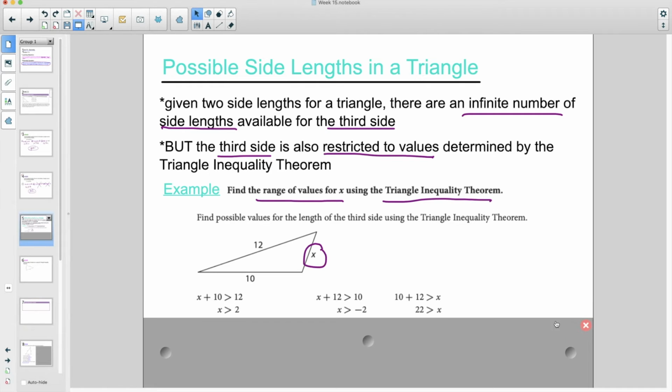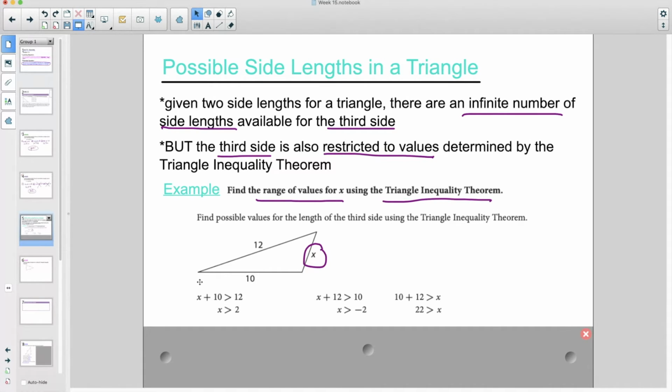So I'm going to scoot this down, just double check. Okay, so here is one of them. We would have x plus 10, that has to be greater than 12. Our second one, x plus 12 would have to be greater than 10. And then our third one, 10 plus 12 would have to be greater than x. So if we isolate x for all of these, the first one we would subtract 10 over. We would get x is greater than 2. The middle one, we would subtract 12 and we would get x is greater than negative 2. We'll talk about that in a second. And then the third one, we would add those two together. So 22 is greater than x.